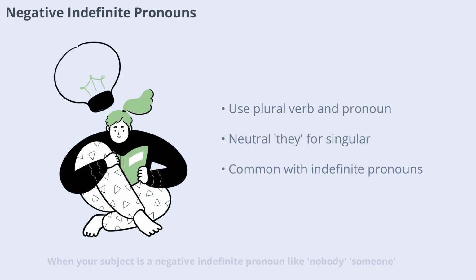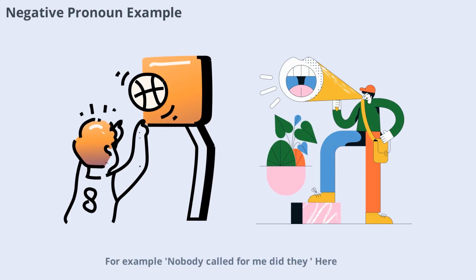When your subject is a negative indefinite pronoun like nobody, someone, or everyone, use a plural verb and pronoun in your tag. For example, "Nobody called for me, did they?" Even though nobody is singular, English uses they as a neutral pronoun in these cases. This exception helps keep your language inclusive and grammatically correct.